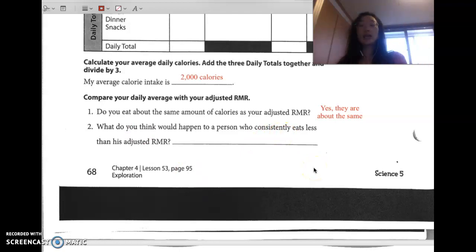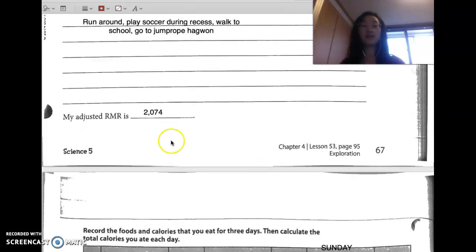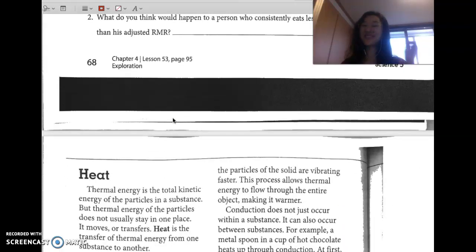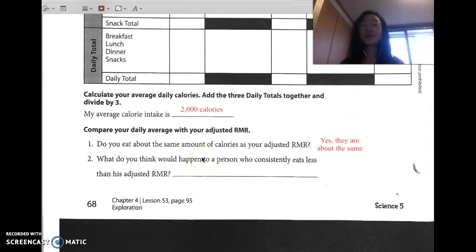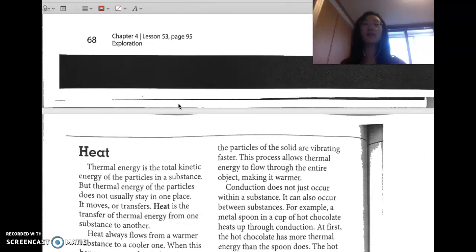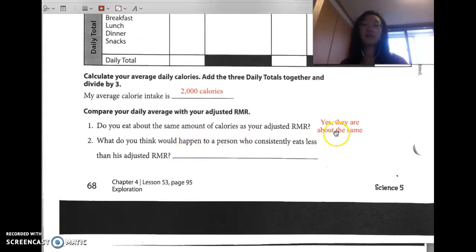Now, what do you think would happen to a person who frequently eats less than his adjusted RMR? What do you think would happen to somebody who eats less than his RMR almost every single day? Would he gain weight? Would he lose weight? Or would he stay the same? This is a review question from last week. So if you remember, if you eat less than your RMR consistently, then you're probably going to lose weight. So that is the answer here.